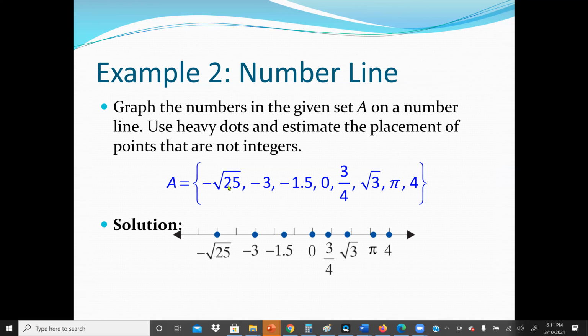So this will be our solution: negative square root of 25, negative 3, negative 1.5. We know negative 3 is less than negative 1.5, and 0 is greater than any negative value. Then we have 3/4, which will give us 0.75. Square root of 3 will give us 1 point something, so it's bigger. Pi is 3.142, and 4. So we place the values in increasing order from the lowest value, negative square root of 25, to 4.